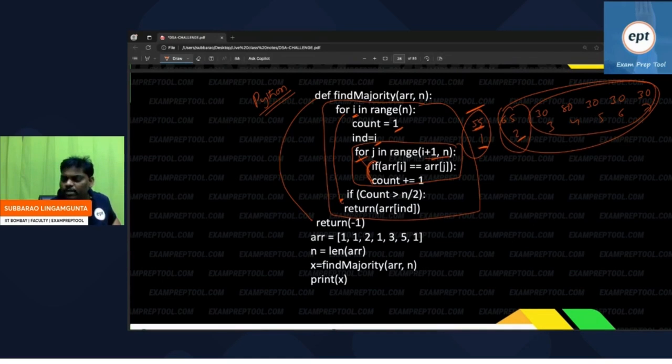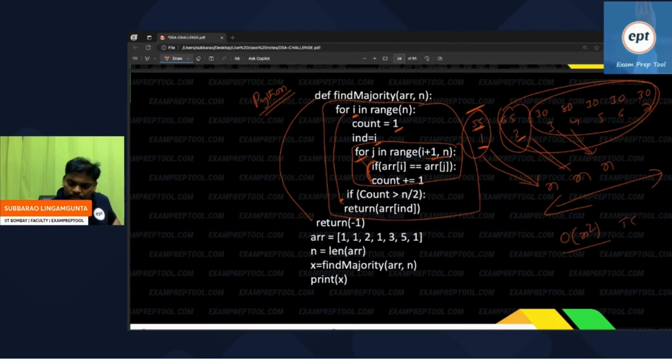So every person you have to compare with all other people, approximately n. Every person approximately n. Like that it is going on. In the worst case, this algorithm will take order of n square time. Order of n square time complexity.